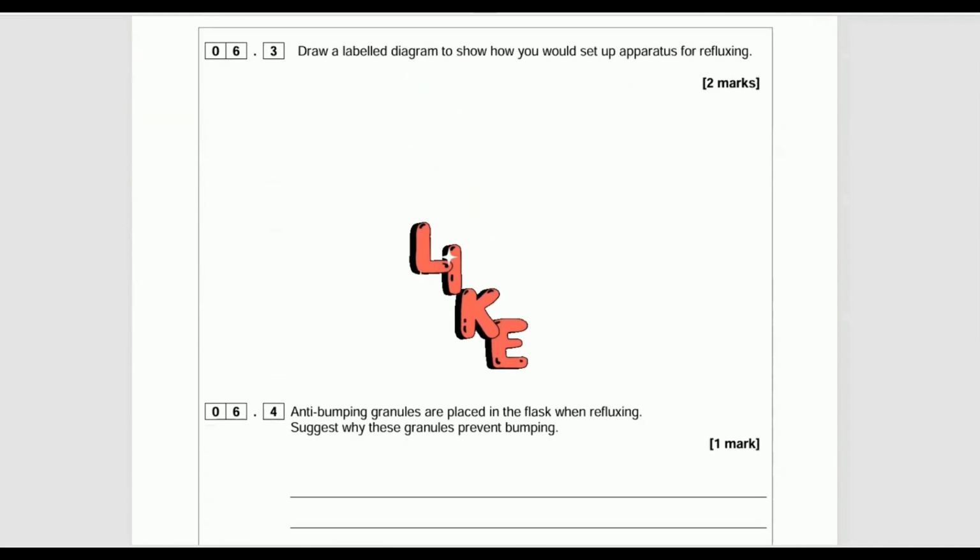All right, 6.3. Draw a labeled diagram to show how you'd set up the apparatus for refluxing. Now, a lot of people don't know how to do this. Nice and easy. It's 2 marks.